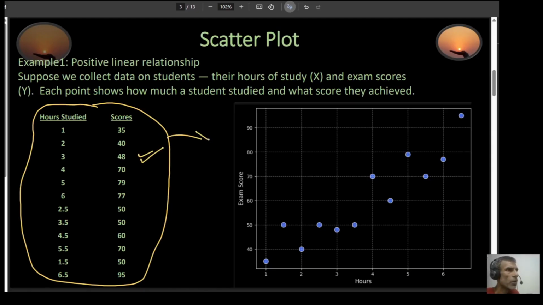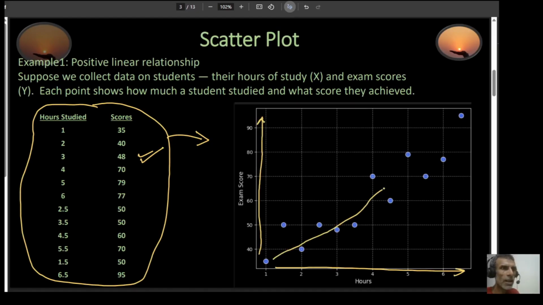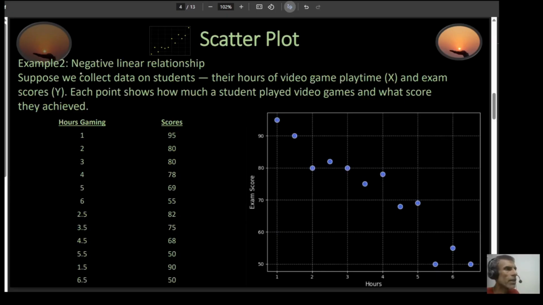But if I draw a scatterplot of that, you can see that as the number of hours a student studies goes up, his score also goes up. You can see a clear trend right there. The points are kind of following this line right here. As he studied more hours, his score also goes up.